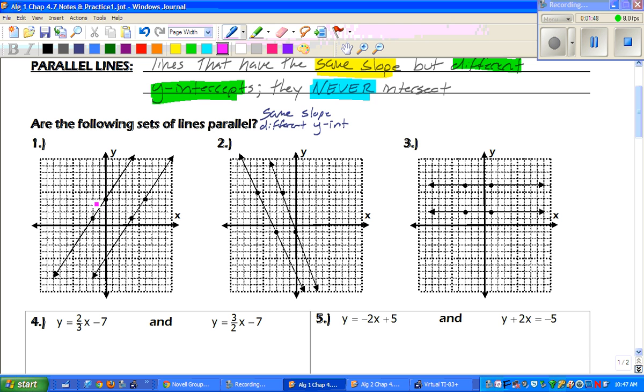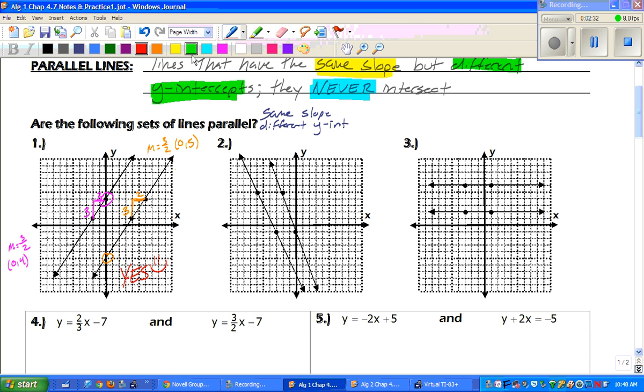First thing we're going to do is find the slope. When we're doing slope of a graph, we count. That's 3 over 2. So the slope is 3 over 2, and the y-intercept, which is right there, is (0, 4). Let's take a look at the next line. There's our slope, it's 3 over 2, so that's good. And our y-intercept right there is (0, 5). So, are these lines parallel? Answer is yes.